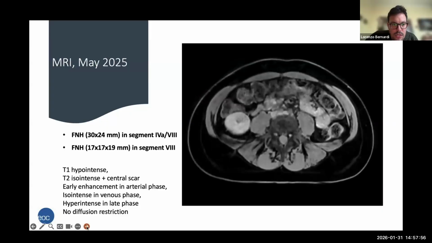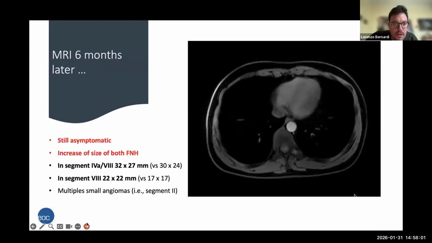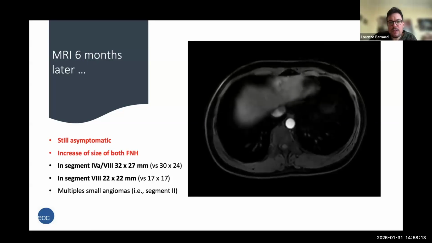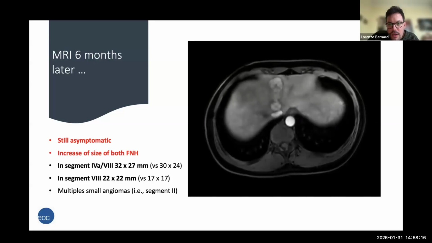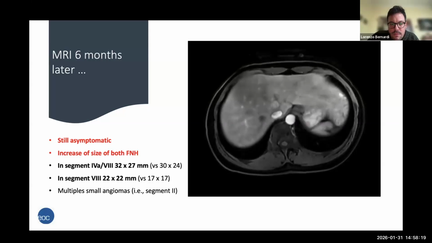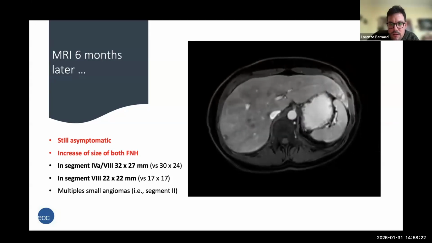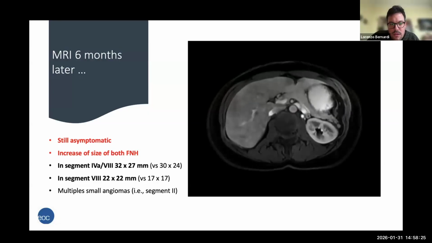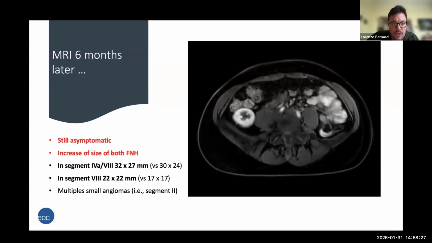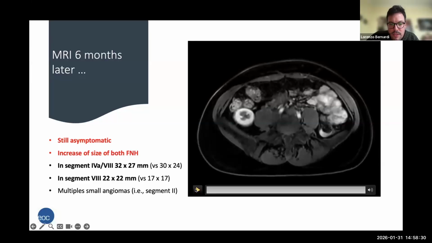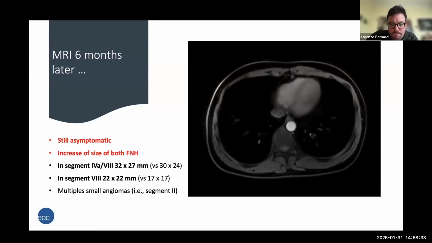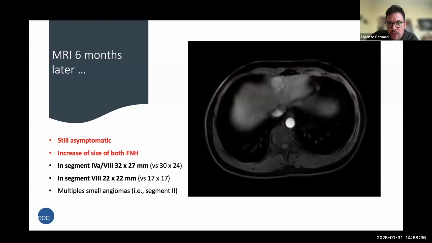But anyway, this patient had a second MRI 6 months later. She was still asymptomatic, but what the MRI showed is actually an increase in size of both FNH and some small angiomas. So the largest one in segment 4A to 8 increased by 3 millimeters, and pretty much the same was true for the smaller one in segment 8 at the hepatocaval confluence. But she was still asymptomatic.